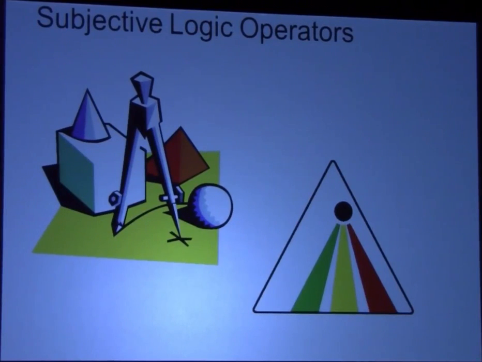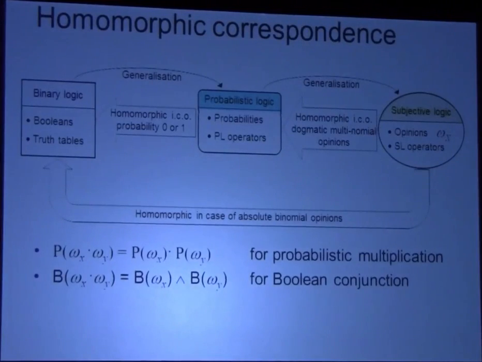Okay, so what can we do with these opinions? We can use them as arguments in operators. I've already mentioned the correspondence between binary logic and probabilistic logic. So if we generalize even more, then we get subjective logic. There is this generalization from binary logic to probabilistic logic. And then it becomes a homomorphism if in the binary logic you only consider probability equals 1 or 0. If you exclude any other probability, you say only allowed to have probability 0 or 1, then probabilistic logic becomes binary logic. It's the same thing.